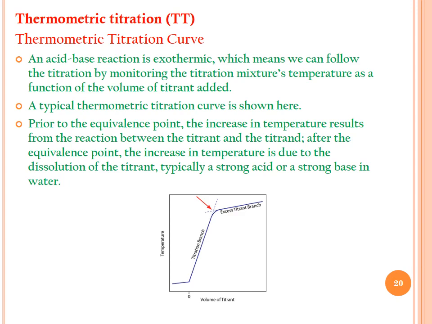An acid-base reaction is exothermic, which means we can follow the titration by monitoring the titration mixture temperature as a function of the volume of titrant added. A typical thermometric titration curve is shown here. Prior to the equivalence point, the increase in temperature results from the reaction between the titrant and the analyte. After the equivalence point, the increase in temperature is due to the dissolution of the titrant, typically a strong acid or a strong base, in water.